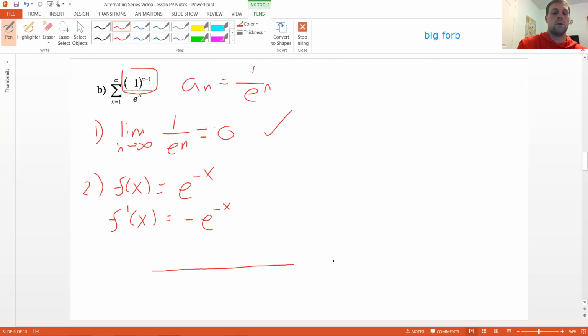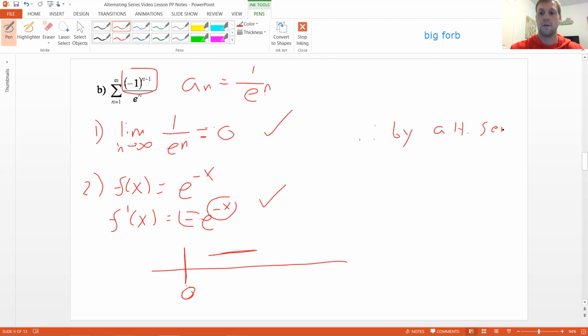Is there anything that makes that 0? No. There's nothing I can plug into a power to make it equal to 0. Regardless of what I plug into the power, it's always going to be some positive number times negative 1. So on my interval, if you want to start at 0, because we're dealing with positive values for n, you can. But no matter what value I plug in, it's always going to be negative. So that is a decreasing function. So this is a check. Therefore, by alternating series test, it is convergent.